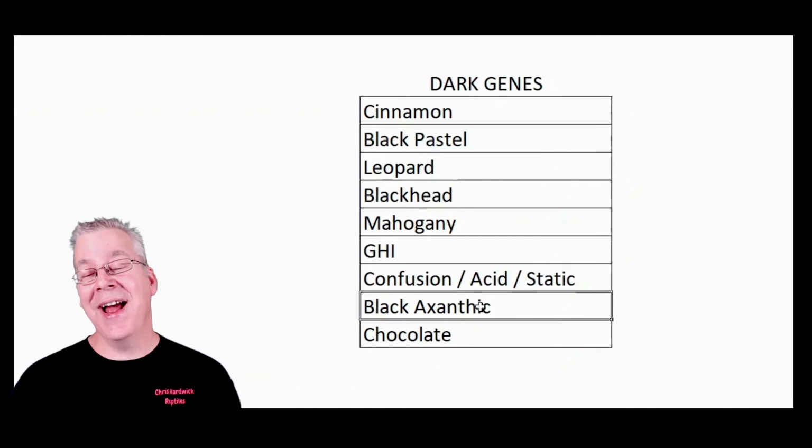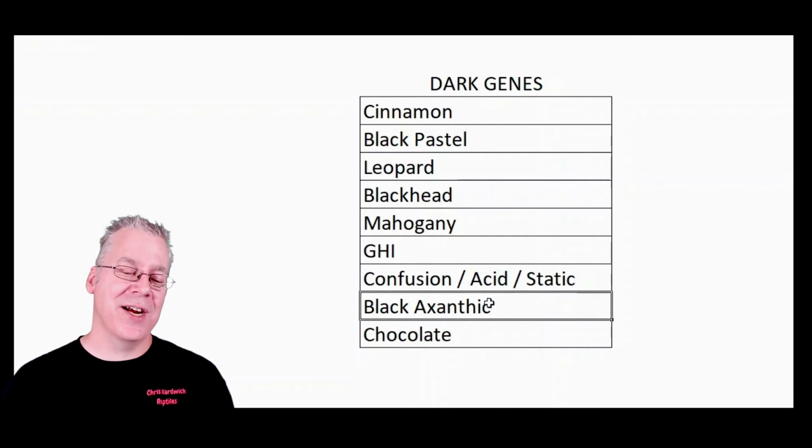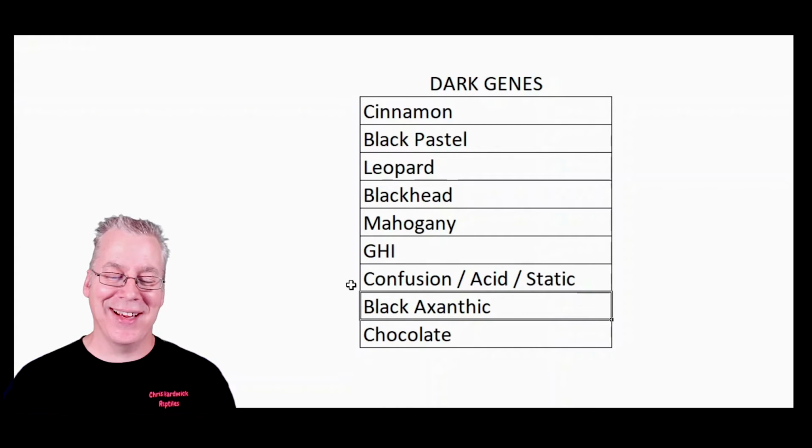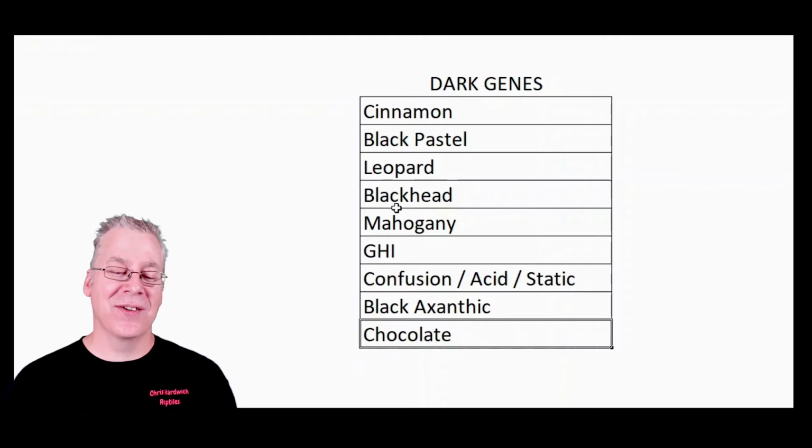There's also the black axanthic. It's actually a recessive gene that's considered to be another line of axanthic that is really super dark. Not that popular, the black axanthic. And then there's also the chocolate, which is another dark gene. So these are some of the more popular dark genes.